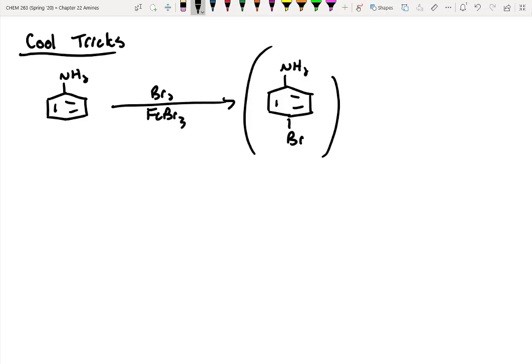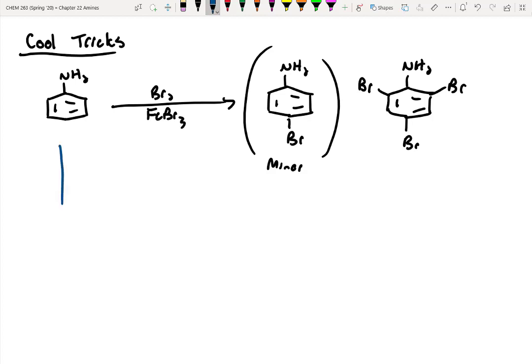Instead of getting this, what you're really going to end up with mostly is your over-brominated product. And the reason this happens is that amino group is such a good electron donor, this reaction is essentially going to run away from you, and you're going to get over-bromination. All right, so then the question is, well, how can we avoid this?